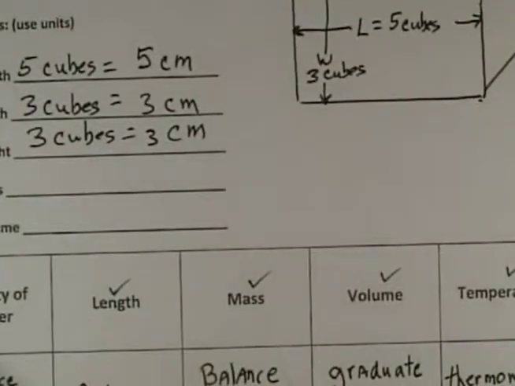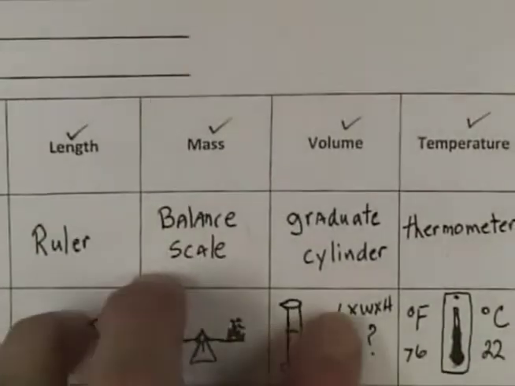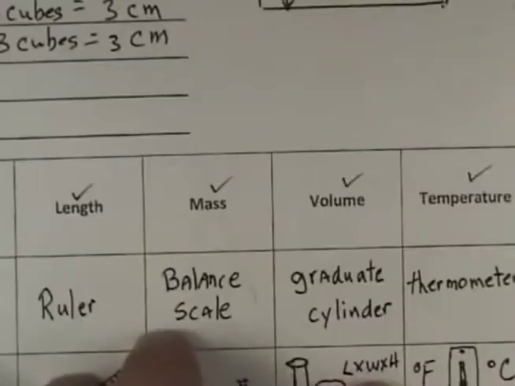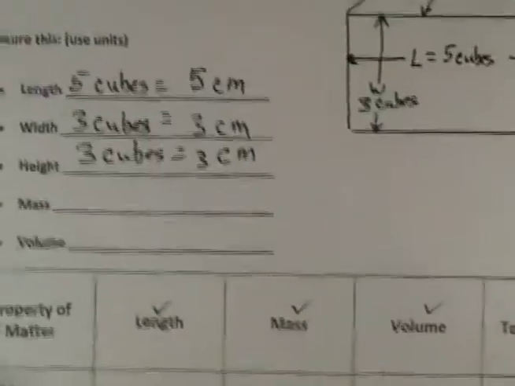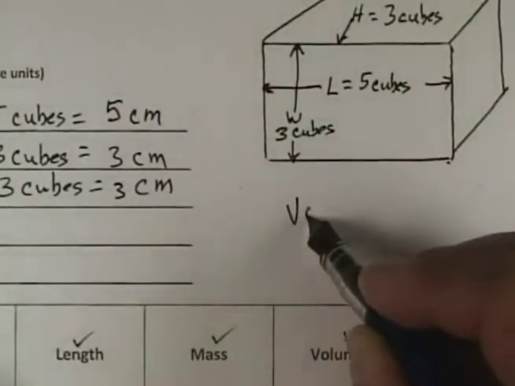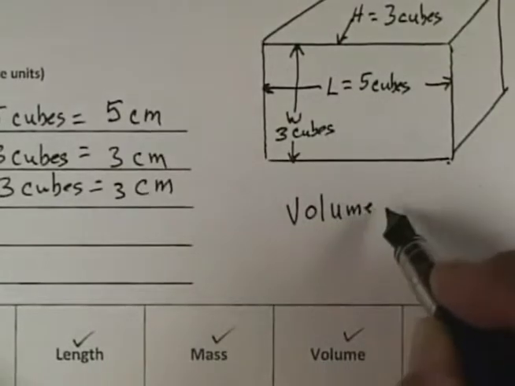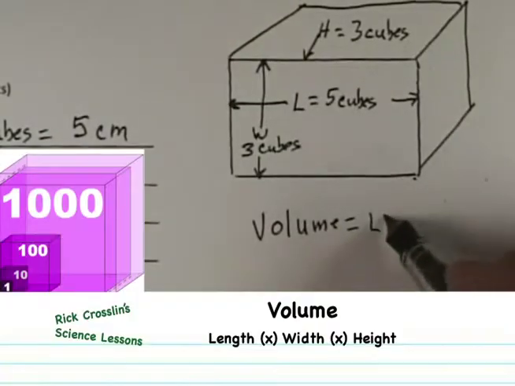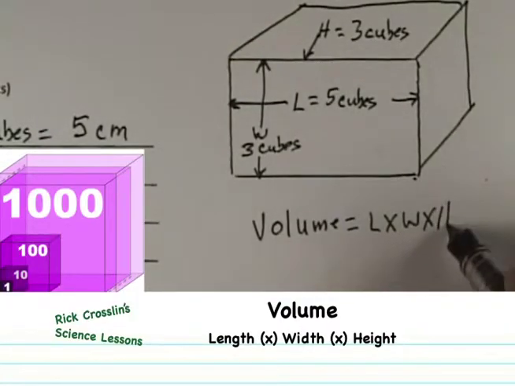We have found the length, the width, and the height. Wait a minute. Length, width, and height. L, W, H. Where have I seen that somewhere before? L, W, oh, I know. Down here on volume. Length, W, and H. Okay, so you're telling me that volume can be equal to the length times the width times the height?